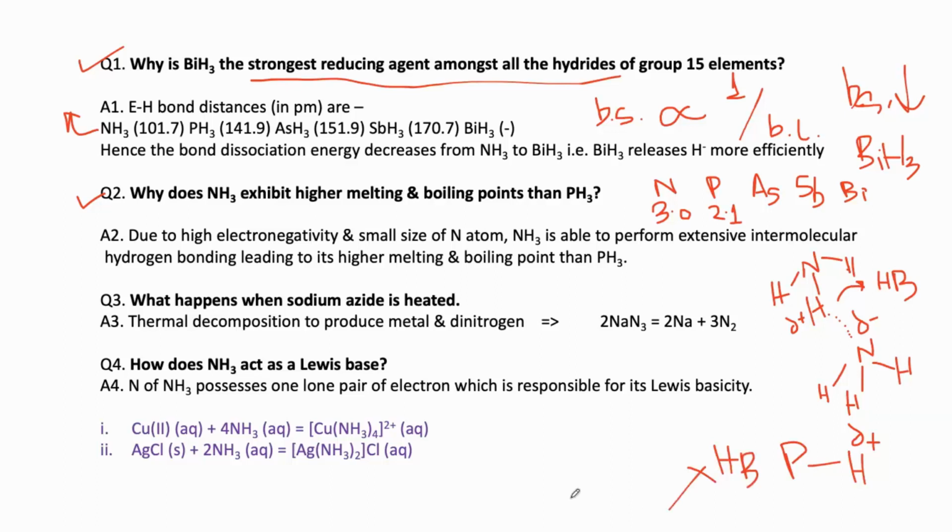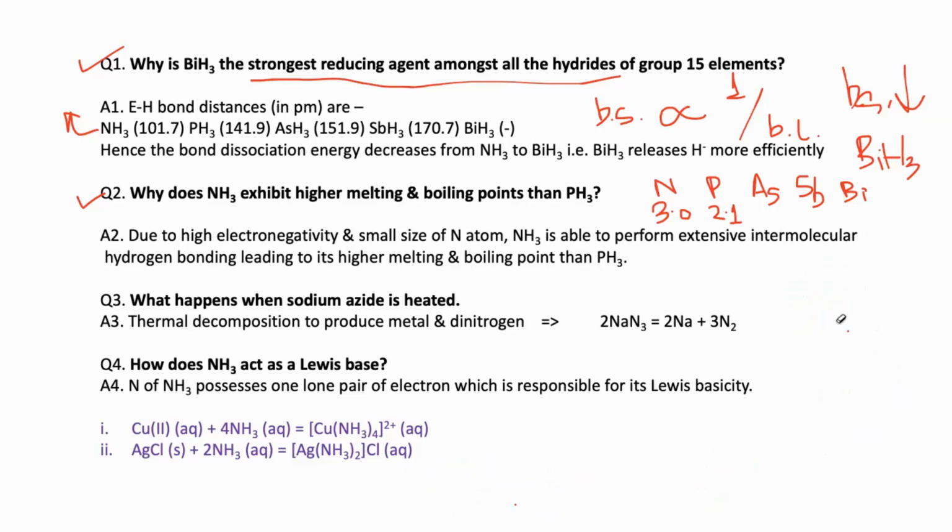So the only atoms that are able to perform this kind of hydrogen bonding are nitrogen, which is electronegative, oxygen, fluorine, and in some cases, chlorine. Chlorine has a somewhat larger size, but it has the same electronegativity as nitrogen. So in some specific cases, chlorine can form hydrogen bonding. But the main three elements are N, O, F, and they are able to perform intermolecular hydrogen bonding. So that's why the NH3 molecule exhibits higher melting and boiling points than PH3.